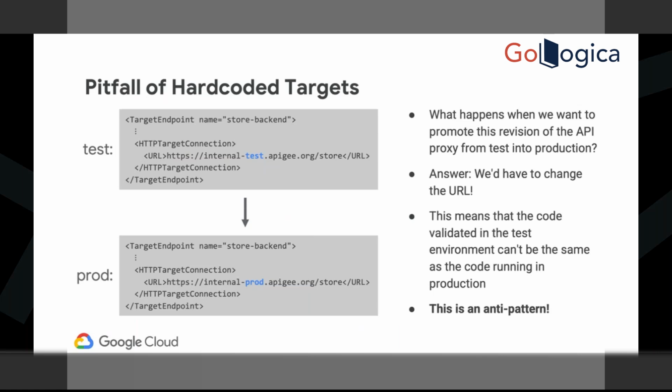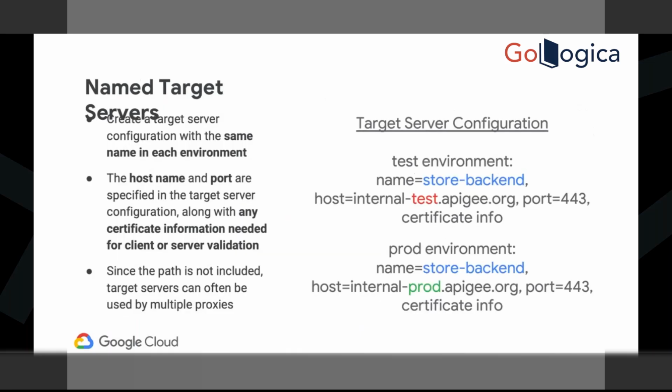Hard coding problem: how to remove this hard coding and make it configurable. In order to avoid the hard coding, we create a target server. It is known as a named target server, but we simply call it target server. A target server is a configuration which contains the backend host name and backend port number, and if it is HTTPS, it will have the certificate also. If there is mutual TLS or some other TLS, in some cases it can have a certificate also.